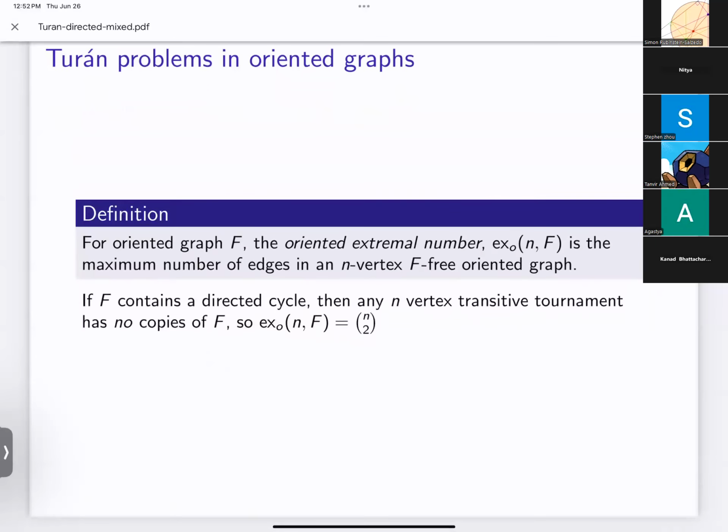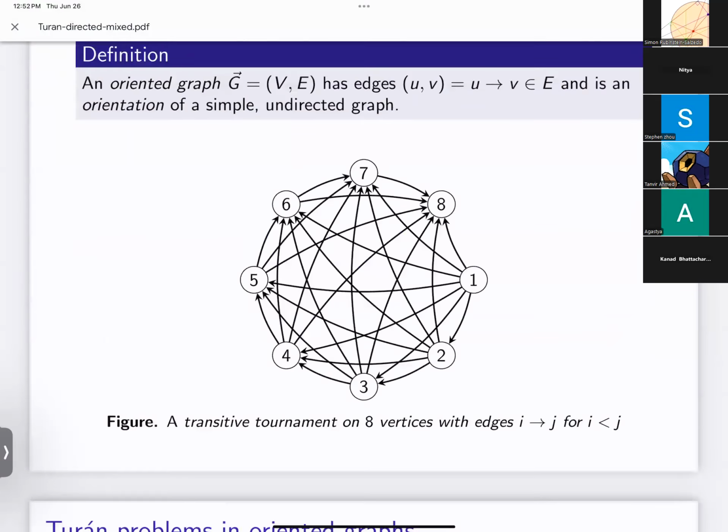One natural place to start is, suppose my forbidden structure has a directed cycle, a loop that I can follow by following the arrows. If I look at any transitive tournament, I have no loops by following the arrows, because all of the edges go from small numbers to bigger numbers. If I have a loop, it must at some point contain an edge that goes from a big number to a small number and an edge from a small number to a big number. Thus, transitive tournaments do not contain any subgraphs that have directed loops.